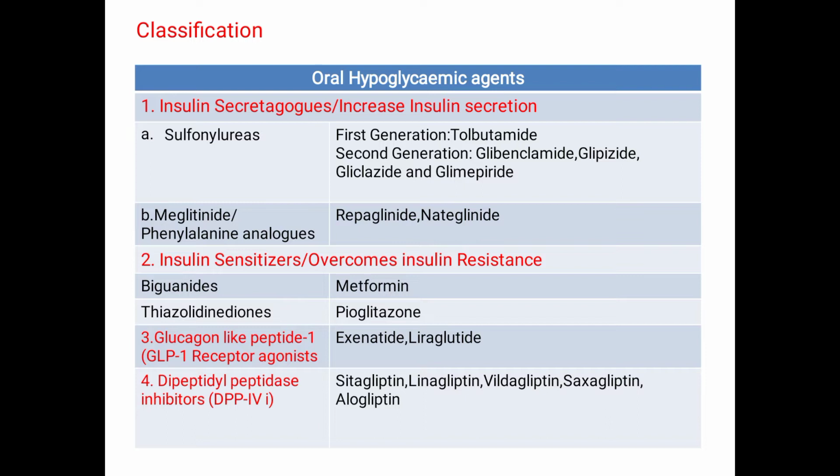The third one is the glucagon-like peptide agonists, GLP-1 receptor agonists, also called incretin mimetics. Here we have drugs like exenatide and liraglutide.